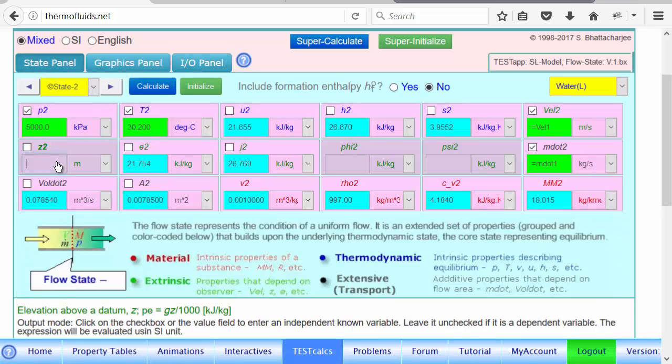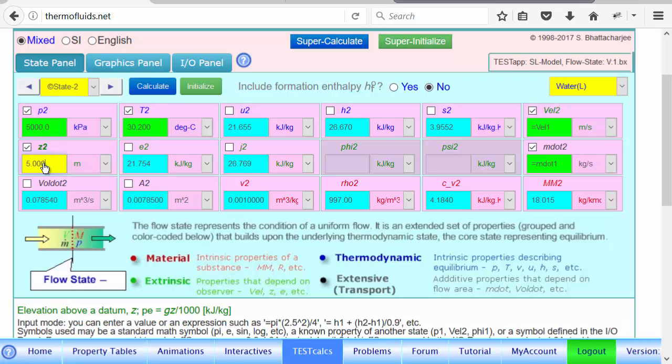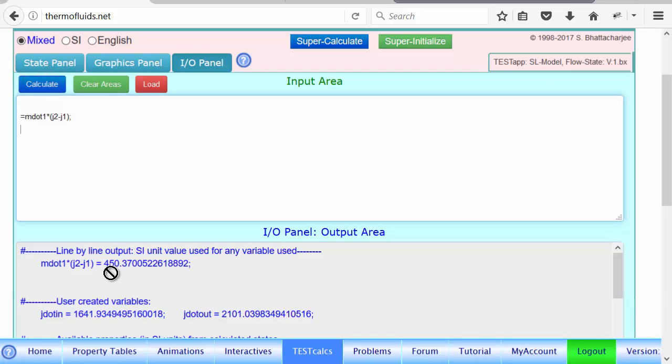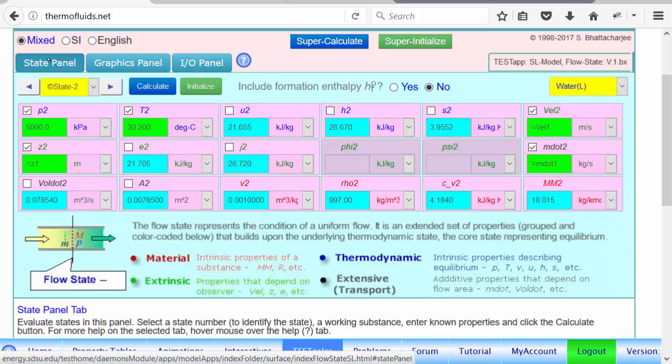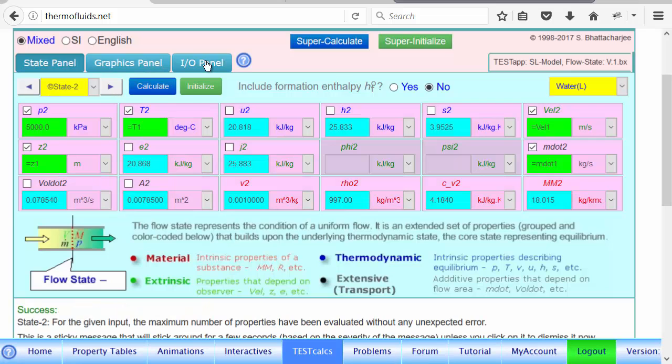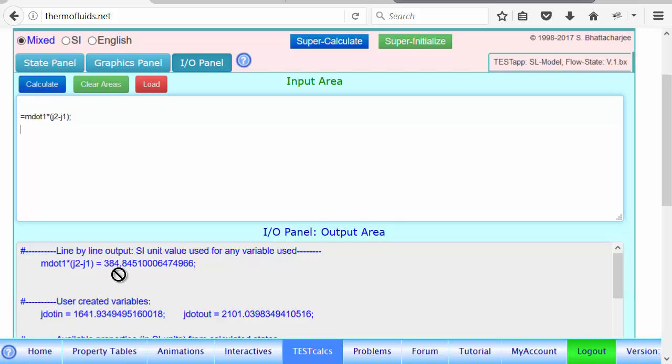Well, suppose there was no change in elevation, that Z2 equals Z1, then you come back, and if you do a calculate again, you will see it's barely changed. And finally, if you make even the temperature, suppose there is no friction, then it is possible that the temperature will also not change between the inlet and exit. If you do a calculate, I/O panel, and calculate again, you see 384 is the change in energy. In other words, because of pressure change, that's how much energy is put in.